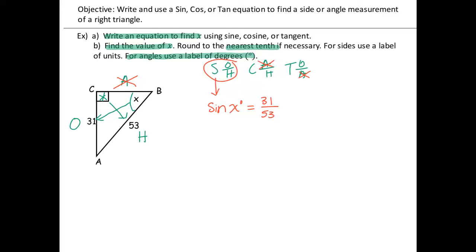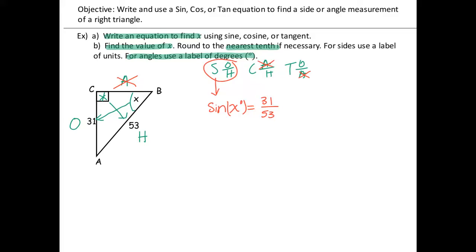So that's my equation to solve for x. But notice I have x right here attached to the sine, like x is inside the sine. Normally this is put with parentheses, like in the calculator. So to get rid of the sine, I can't just say I'm going to divide by sine. That's not how it works.